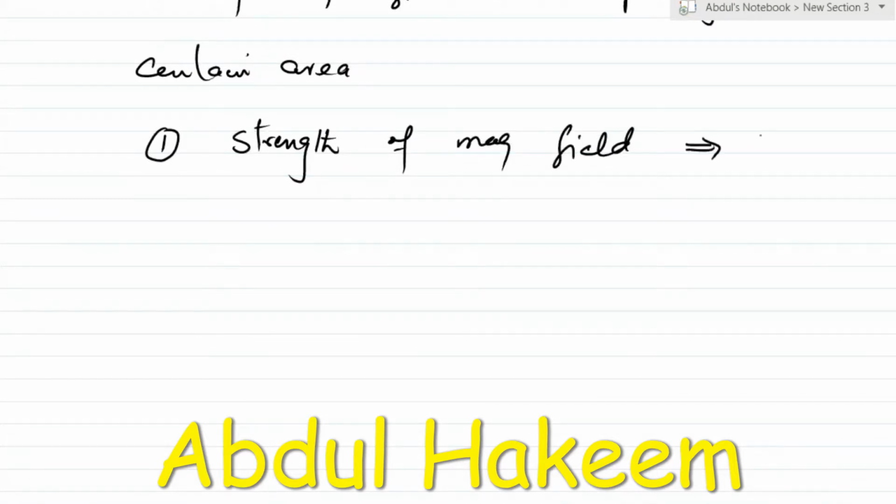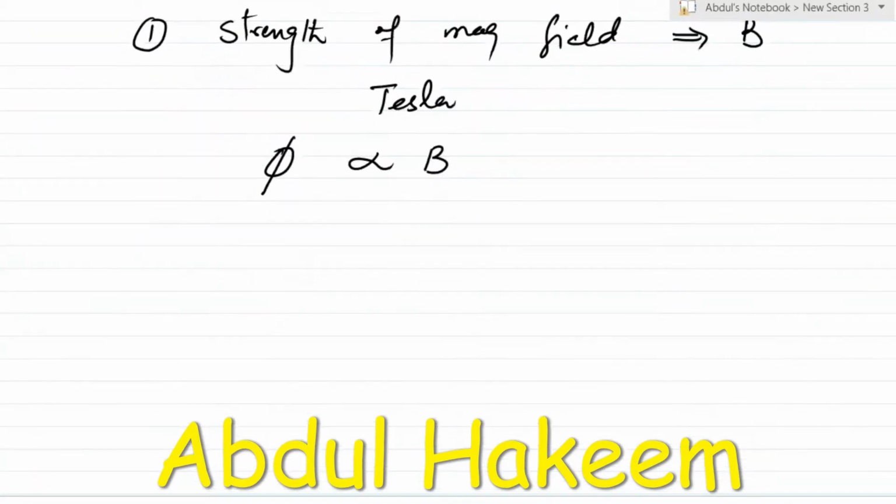So this magnetic flux phi depends on number one, strength of the magnetic field, which is represented by capital B, and it's a vector quantity and measured in Tesla. So the magnetic flux is proportional to magnetic field strength. And number two, it depends on the area, the size of the area, and the area is scalar. It is measured in meter square.